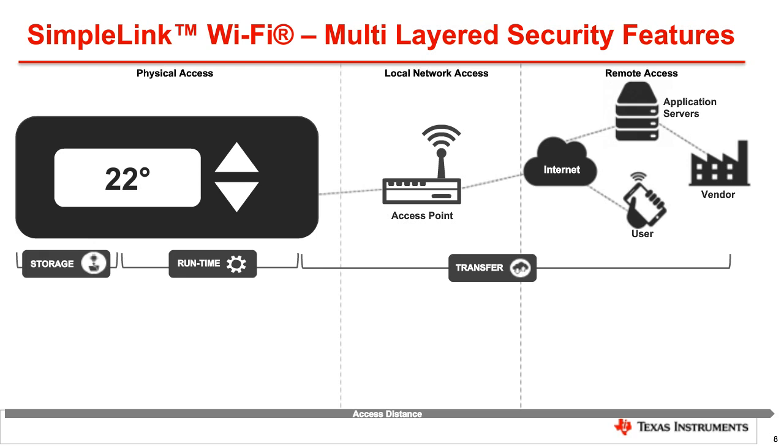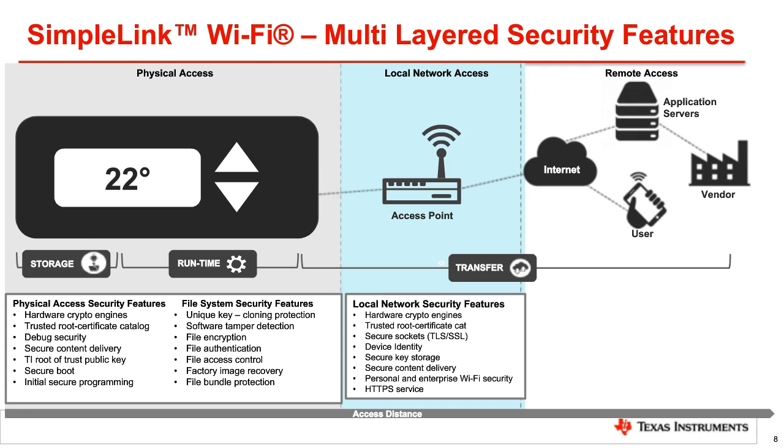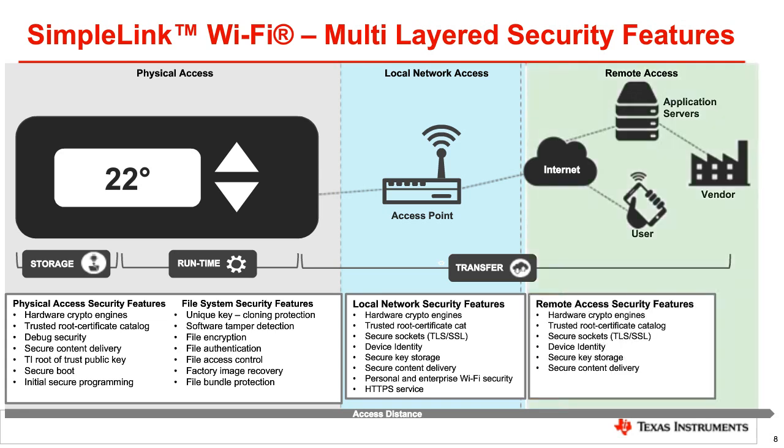They also need to consider the storage on the end product and the IP that is running on the product and anything that is running during runtime. This is where the SimpleLink Wi-Fi comes in. The simple single-chip wireless MCU has a wide range of features which will help developers design security measures that take into consideration all these access levels for their products. There are several features for the physical access level, the local network access level, as well as the remote access level. We will not go into the detail for each of the features mentioned here.